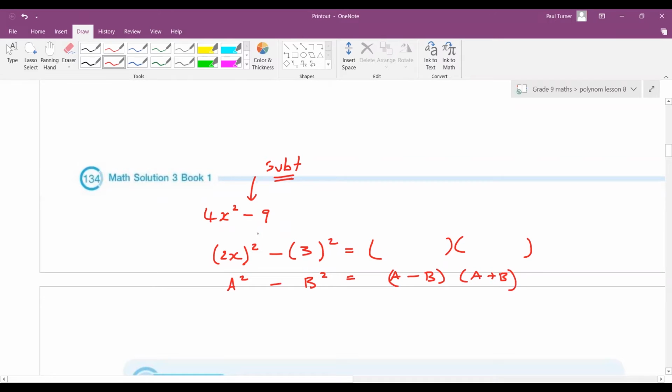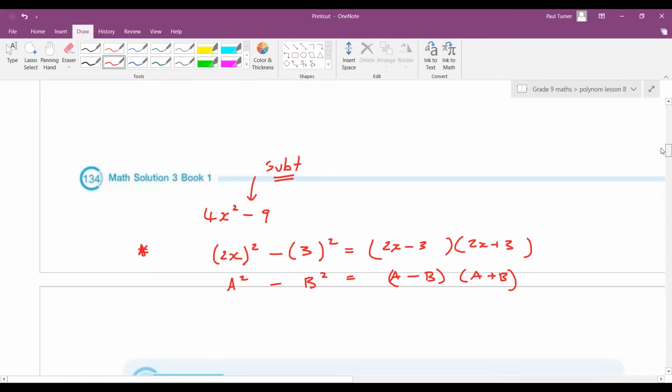So that's the same as a couple of weeks ago. So then you would have 2x minus 3, 2x plus 3. And we will use these methods when we do quadratics. We need that to help factorize some quadratics.